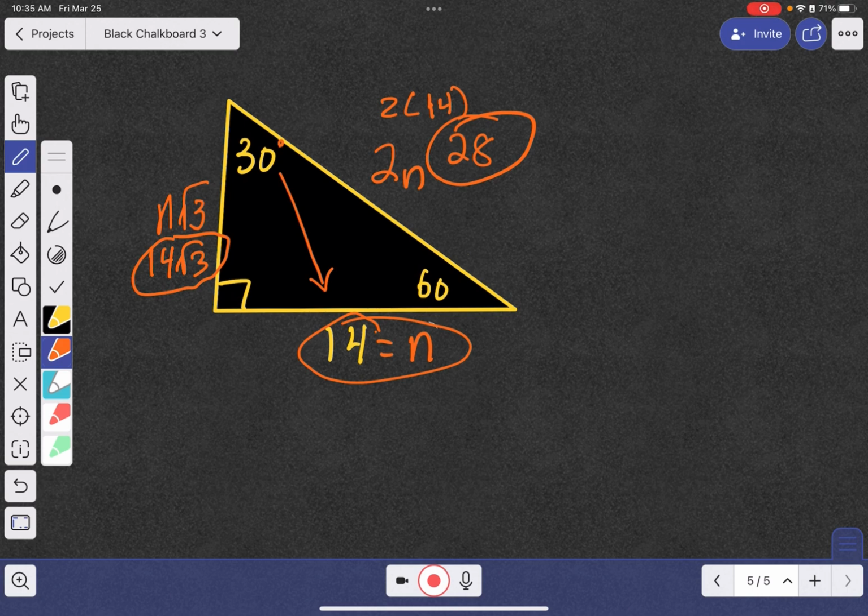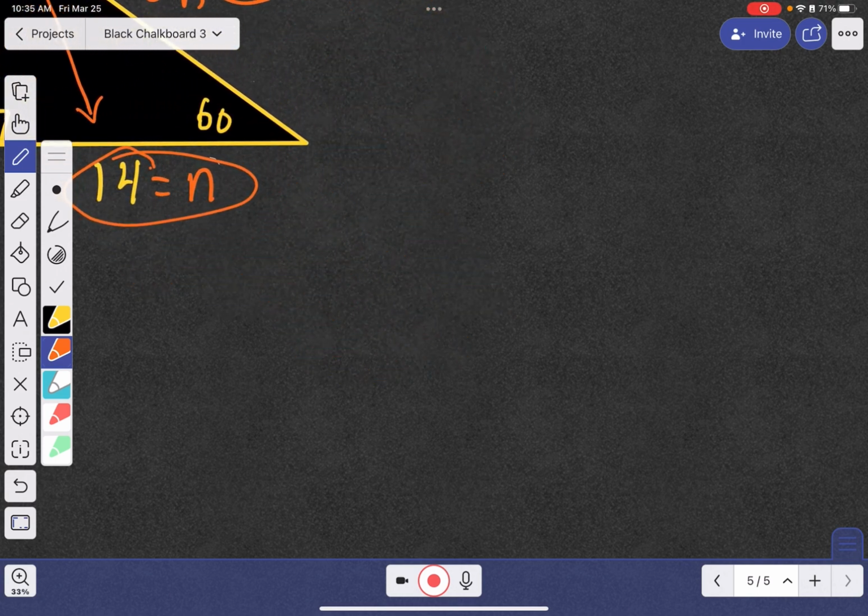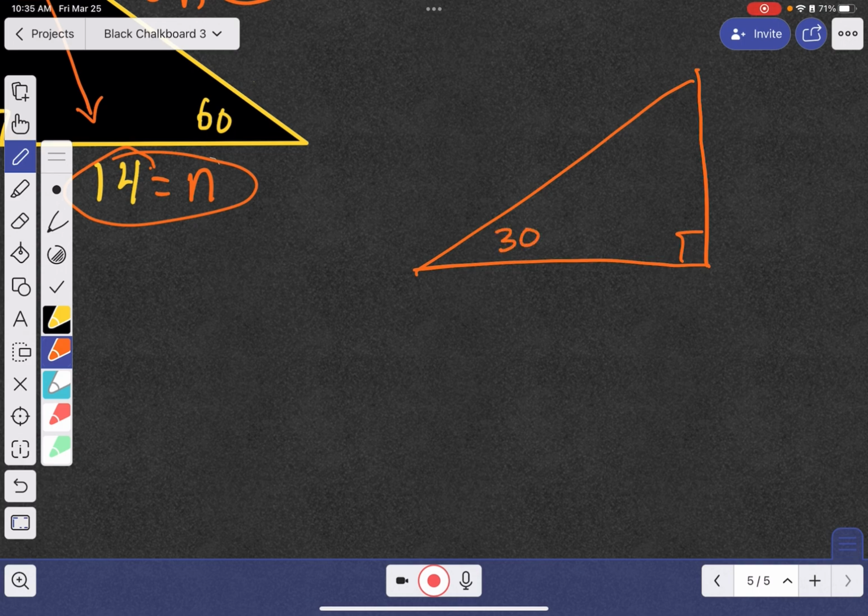What other one's pretty easy to do? If I give you the short leg, the long leg, or the hypotenuse, which one's still pretty easy? Hypotenuse ain't so bad, right? So let's do one where I give you the hypotenuse. I'm not going to go through that pain of drawing that thing in there this time. So here's my triangle. Here's my 30 degree. Here's my 60 degree. This time I'm going to tell you the hypotenuse is 18.